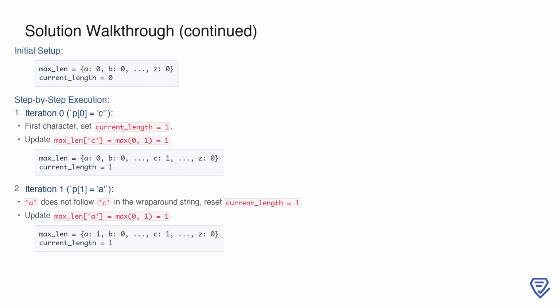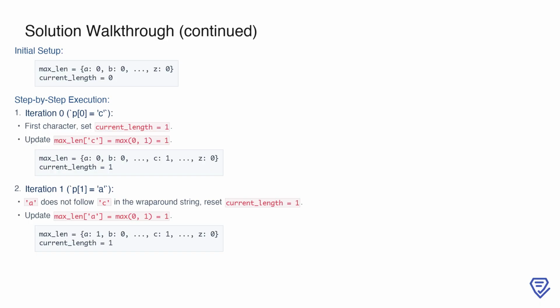Now, let's consider the second example, where the input is p equals cac. We start by reinitializing max_len so that all values are 0, and current_length is reset to 0. As we analyze the string, the first character, c, is the starting character, so we set current_length to 1. We then update max_len[c] to the maximum of its current value, 0, and current_length, resulting in max_len[c] equals 1. At this point, the max_len dictionary indicates that the longest substring ending with c has a length of 1, and current_length is 1.